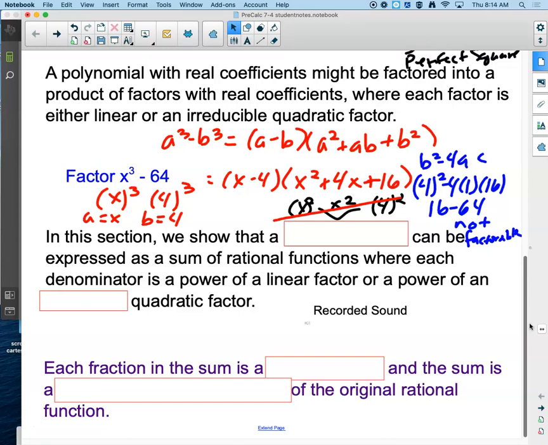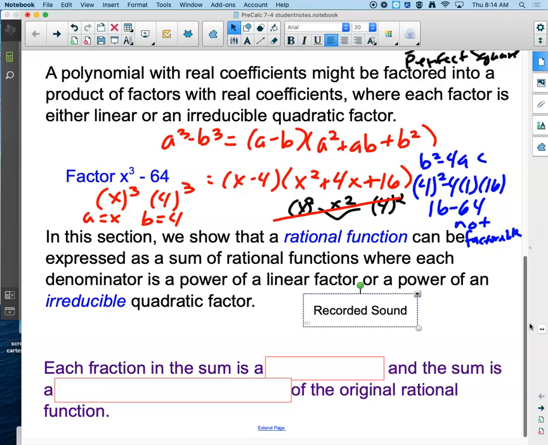So we have a linear factor. We have the x minus 4. Worked out really nice. But we also have an irreducible quadratic factor. We cannot factor that. So in this section, we are shown that a rational function can be expressed as the sum of rational functions where each denominator is a power of a linear factor or a power of an irreducible quadratic factor.